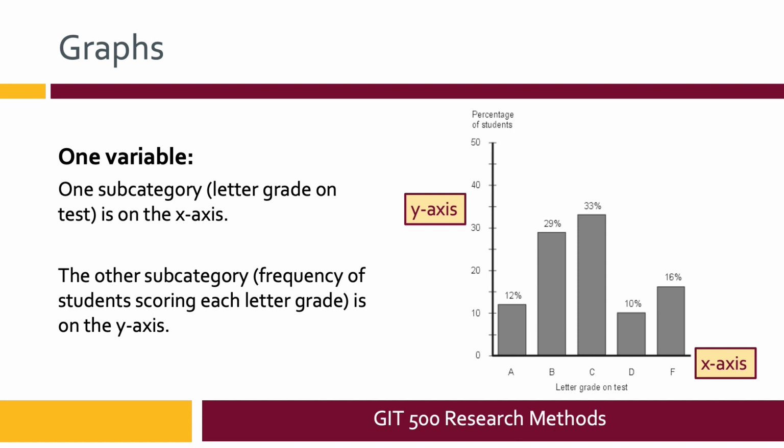This particular bar chart shows the results of a question that would be how many students in percentages scored a specific letter grade on a specific test. So you can see one subcategory of the question, the letter grade on the test, is on the x-axis along the bottom. And the other subcategory, which would be frequency, or how many in percentages of those students scored each letter grade, is on the y-axis.